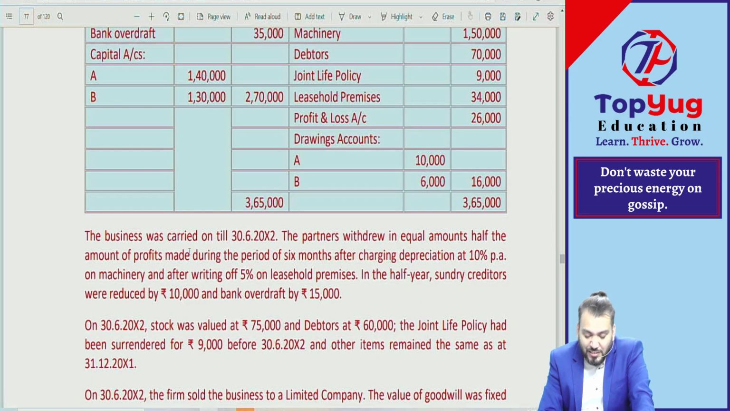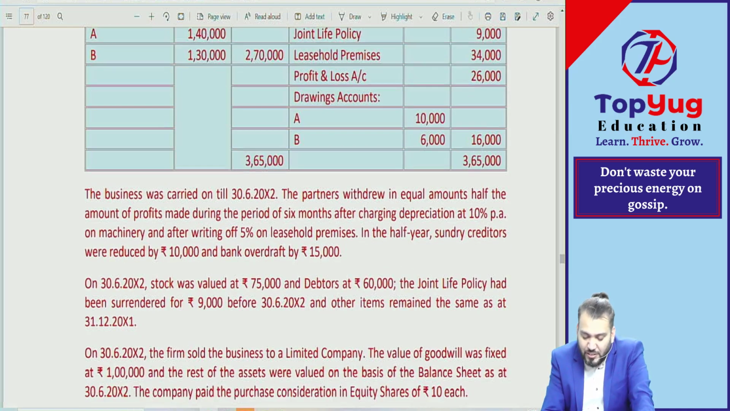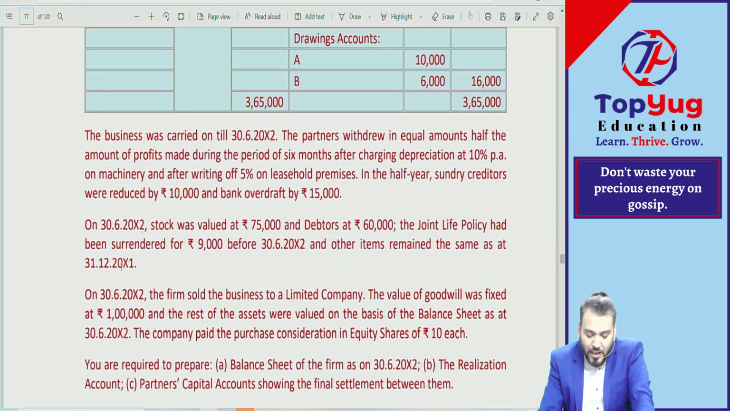The business was carried on till 30th June, which is 6 months. The partners withdrew an equal amount, half the amount of profit made during the period of 6 months. After charging depreciation at 10% on machinery and writing off 5% of the lease of premises, in the half year the sundry creditors were reduced by a given amount and bank overdraft by a given amount. On 30th June, stock was valued at a given amount, and the joint life policy had been surrendered for rupees 9,000. Other items remained the same as at 31st December 2001.